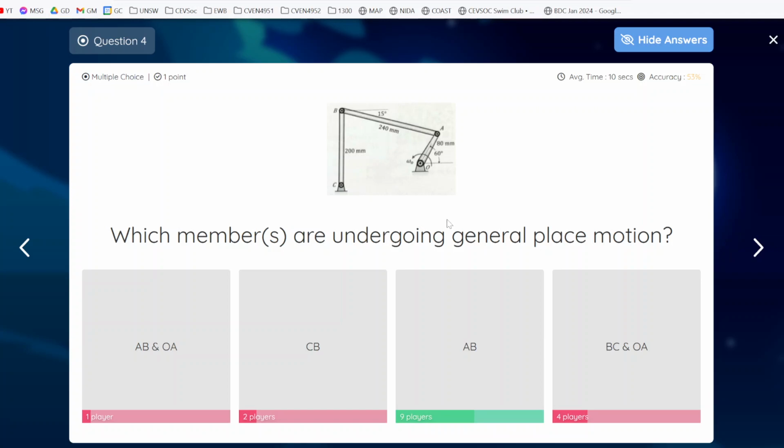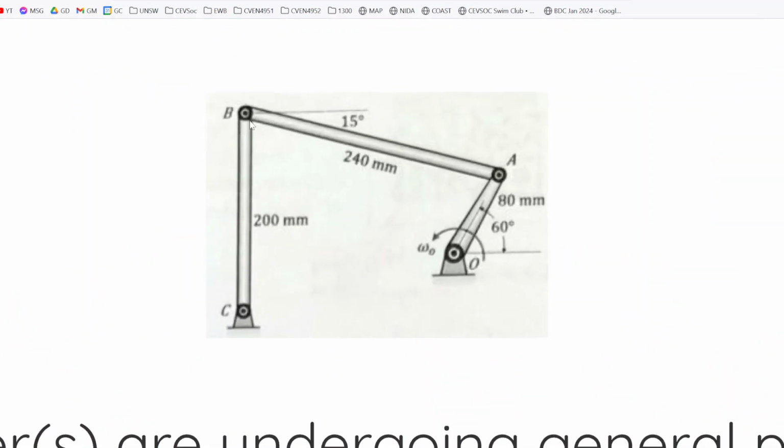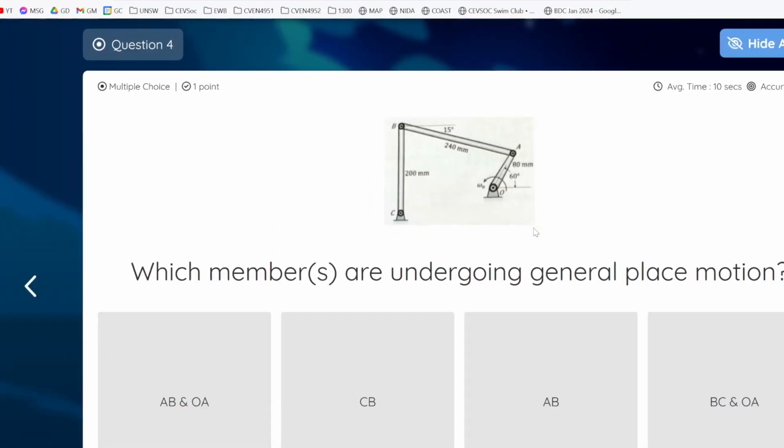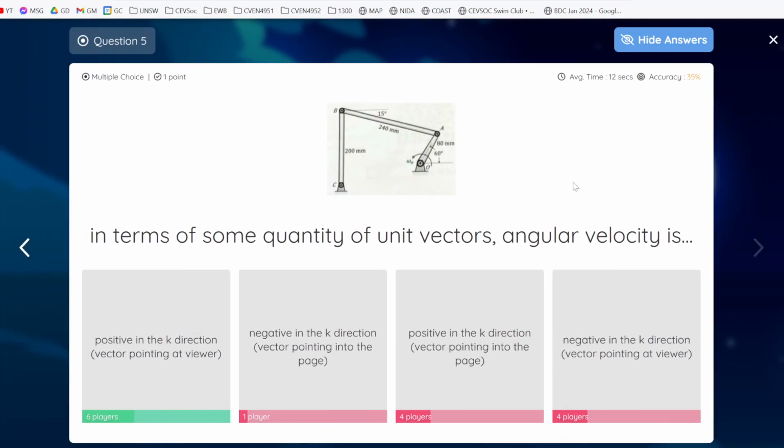Which members are undergoing general plane motion? So that's simply only AB. So BC, sorry, I should call it CB, and OA are rotating about a fixed axis, right? And those are the pinned supports there. So those ones are not general plane motion.